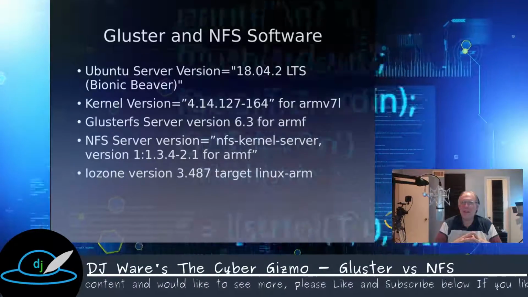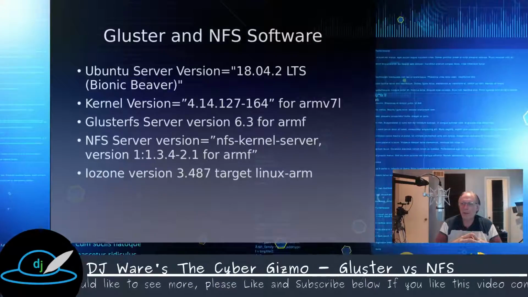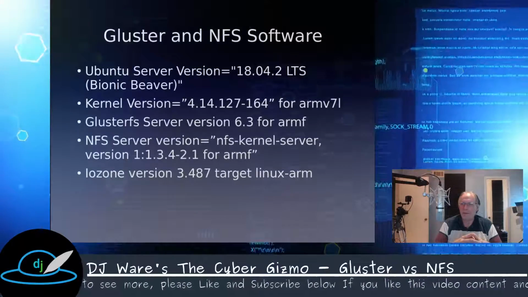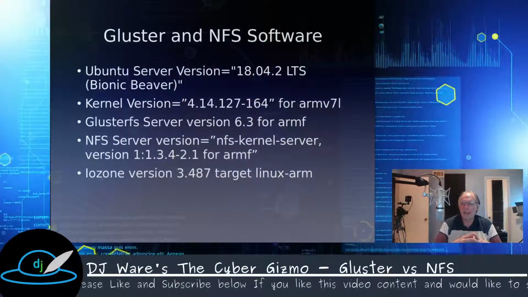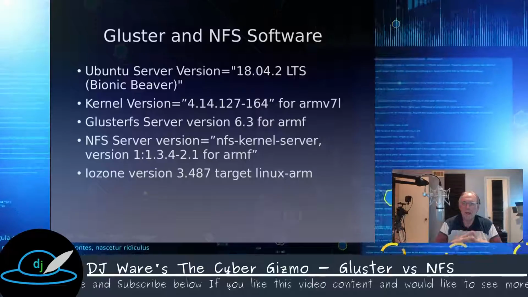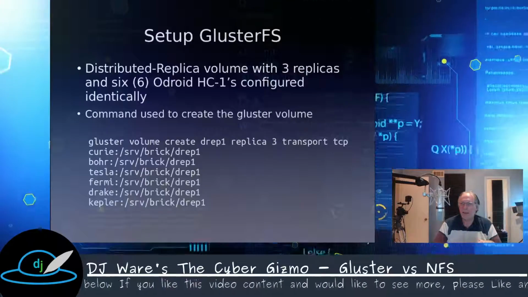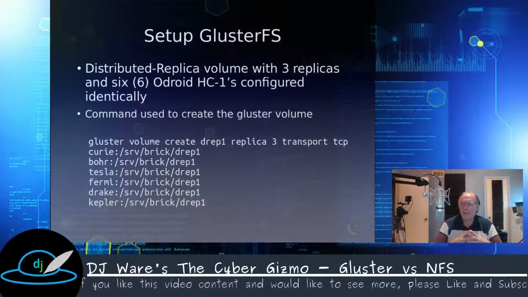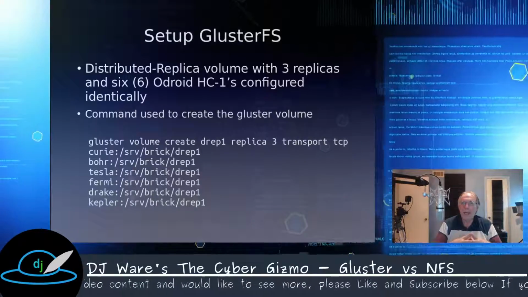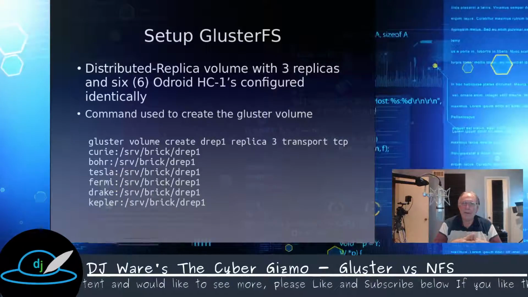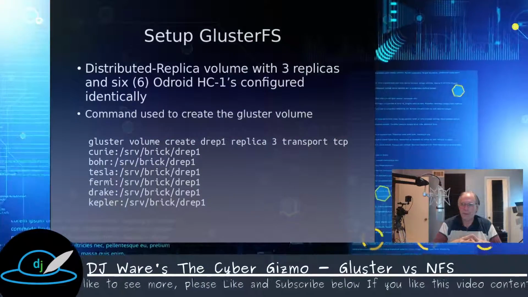We'll be using iozone to conduct the performance tests, and we'll be using the latest version of that. That's version 3.487, and that's targeted for Linux ARM. So we want to keep this all on the same platform for our tests, both on the server and on the clients. The setup for the GlusterFS, we're going to be using a distributed replica volume, and we'll be using 3 replicas out of a total of 6 hard drives attached to 6 different machines.